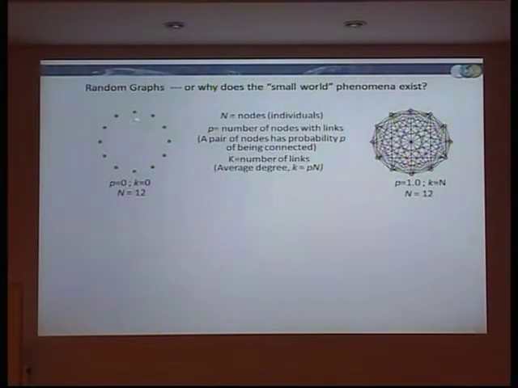This is obviously not a network because we've got n is 12, so we've got 12 nodes, but we have no links between them. So P is the number of nodes with links, which in this case is 0, and K is the number of links, which in an unpopulated network like that is also 0. This one here, everyone is connected to everyone else. So n is 12, P is 1, and K approaches n basically. So you have a fully connected network.